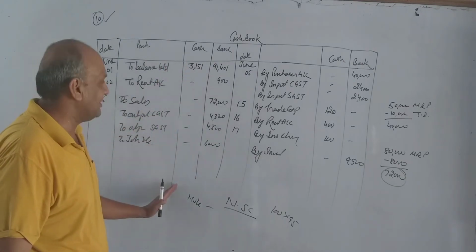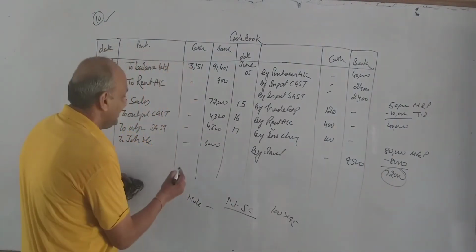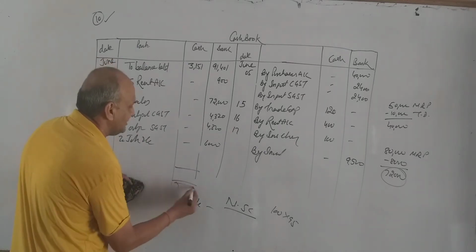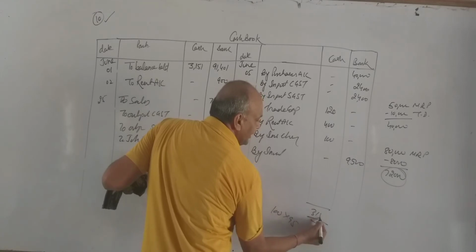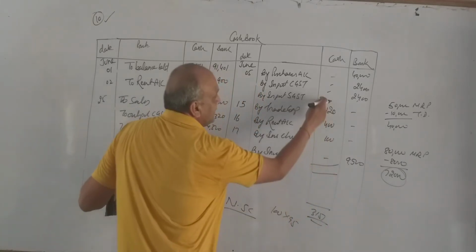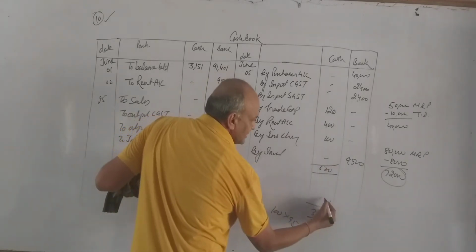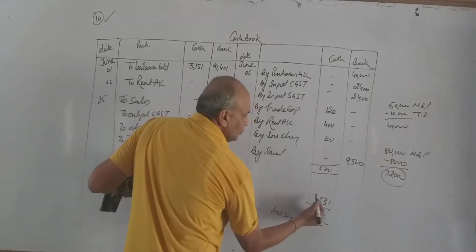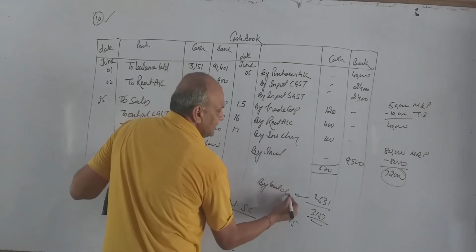Make the total of the debit side, cash, bring the cash here. We don't have any other cash transaction. So 3151, and write the total of this here. It becomes 620. 620 minus this, it is 2531. What we are going to write: by balance carried down.